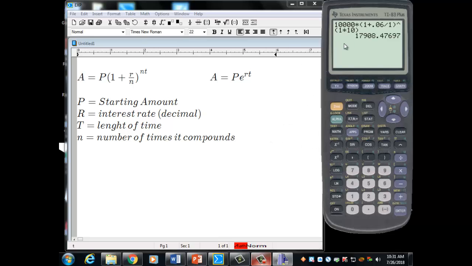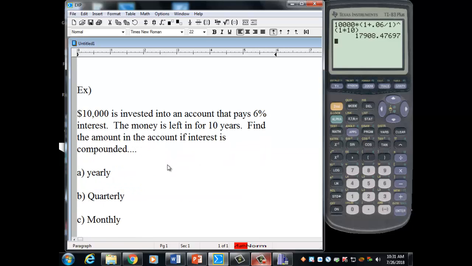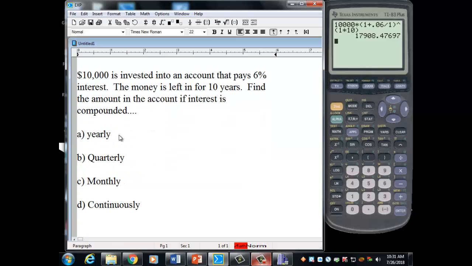All right. So it's 1.06. So the amount that you would have here is 17,908. You don't care for the decimals? 48. Okay.